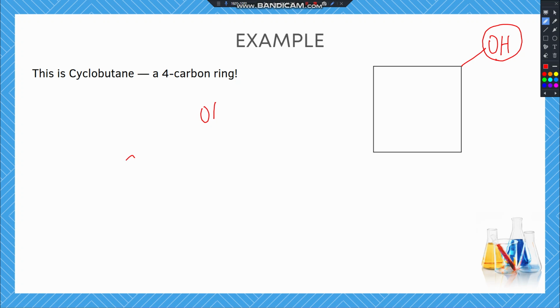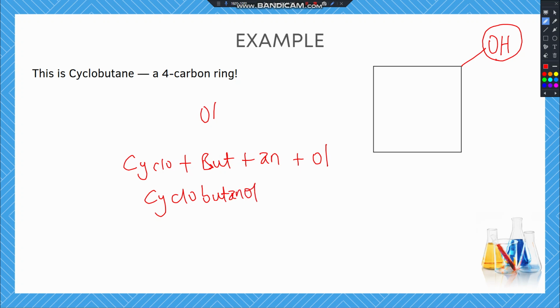So the name of this will now become cyclo plus the number of carbon atoms, which is but, 4 carbon atoms, plus it's an alkane, so we use AN, and then now it has an alcohol functional group, so we use the suffix OL. Altogether we have the name cyclobutanol. That would be the name of this compound.